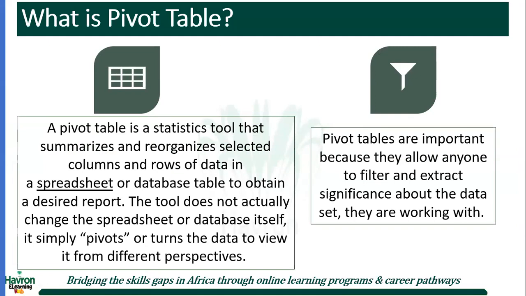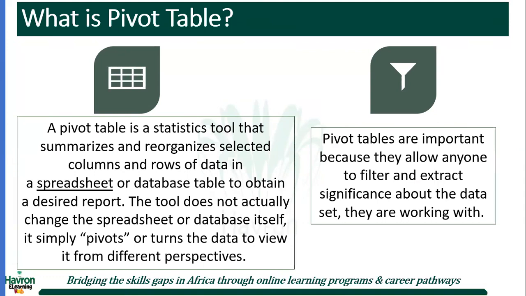A pivot table is a statistic tool which helps us to summarize and reorganize our table. If you get the word pivot, it's something that you can look at from different angles. You can pivot your columns to become your rows. You can pivot your rows to become your columns. And they are very important because they allow anyone to filter and extract significance about your data.